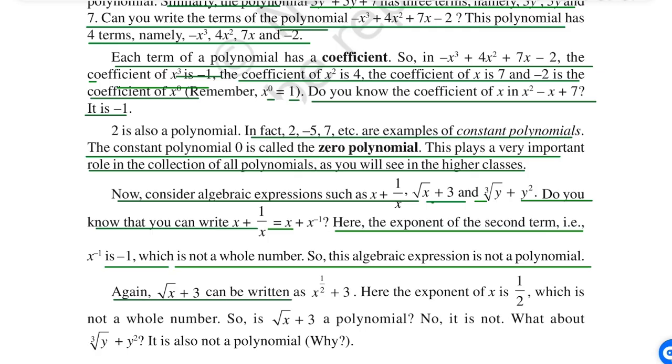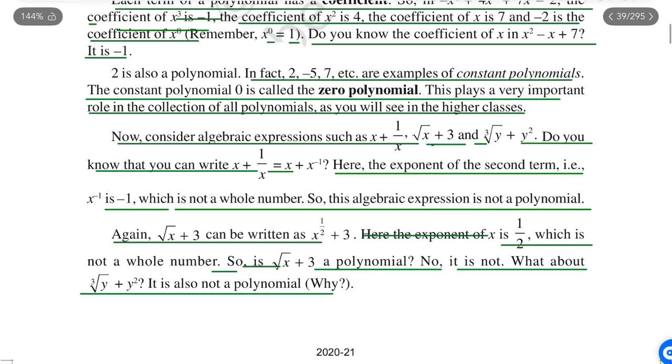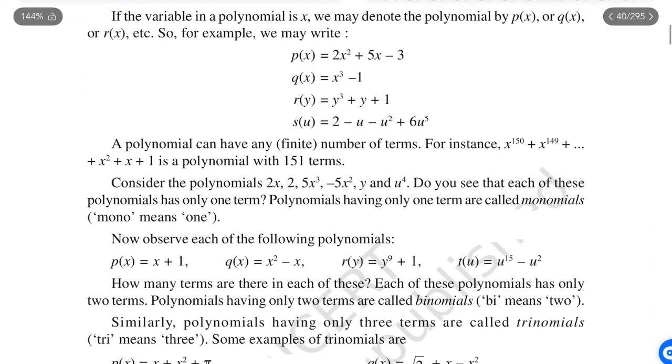Again, √x + 3 can be written as x^(1/2) + 3. Here the exponent of x is 1/2, which is not a whole number. So is √x + 3 a polynomial? No, it is not. What about ∛y + y²? It is also not a polynomial.